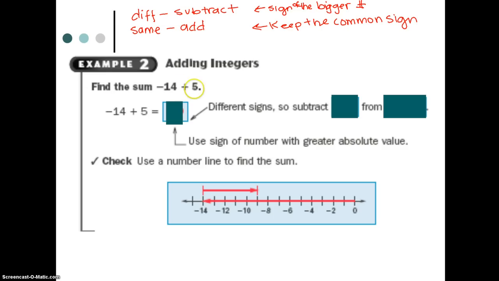So, different signs, we subtract, you can see. So 14 minus 5. You end up with 9. Which one was bigger, 14 or 5? 14, it's a negative 9. And again, you can see they ignore the sign or use the absolute value, which is 5 and 14. Subtract them. And the sign of the number with the greater absolute value, which is 14. You can check this using a number line if you are still confused about how to do it.